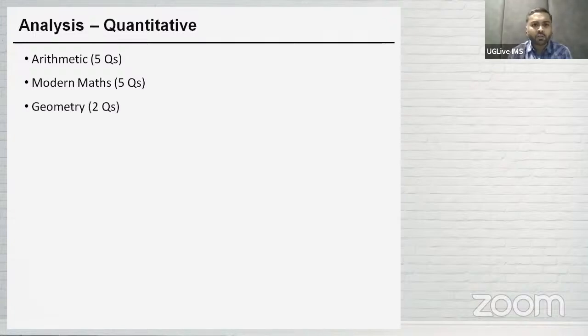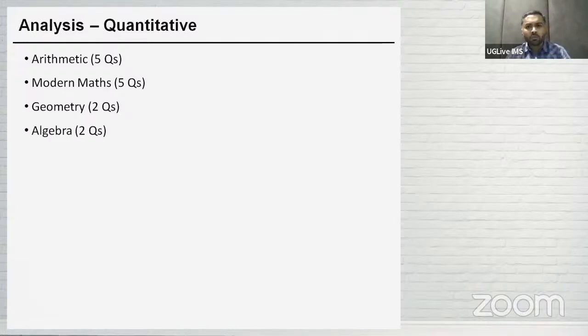Then there were two geometry questions, of which one was based on finding the number of tiles, right? So a tiles based question, the dimensions of the floor were given and the dimensions of the tiles were given. How many tiles you will require for the flooring. So it was a very straightforward question. And then there was one question based on triangles. The right angle triangle properties were supposed to be used, and you could have just walked through.